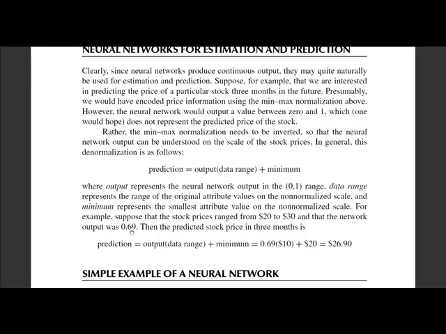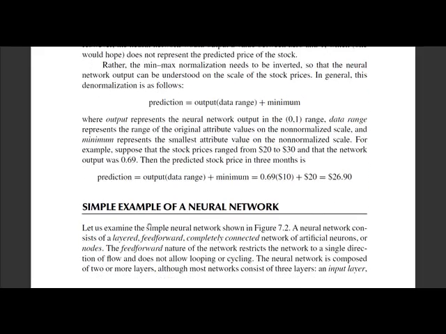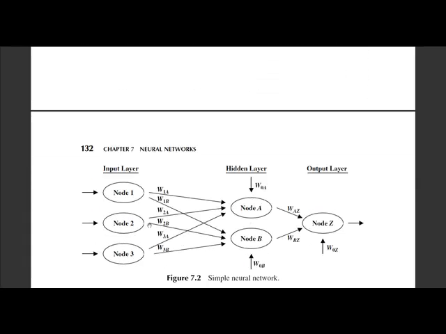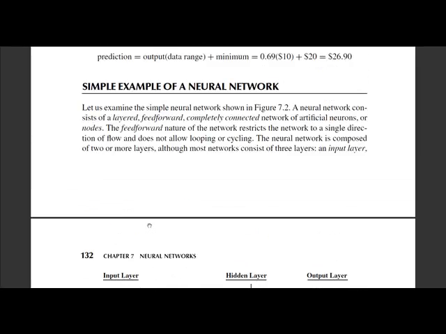So the neural network output is going to be between 0 and 1. Then we have to sort of denormalize that, as he says. Okay, so here's the example, and let's take a look at this and see how it works.